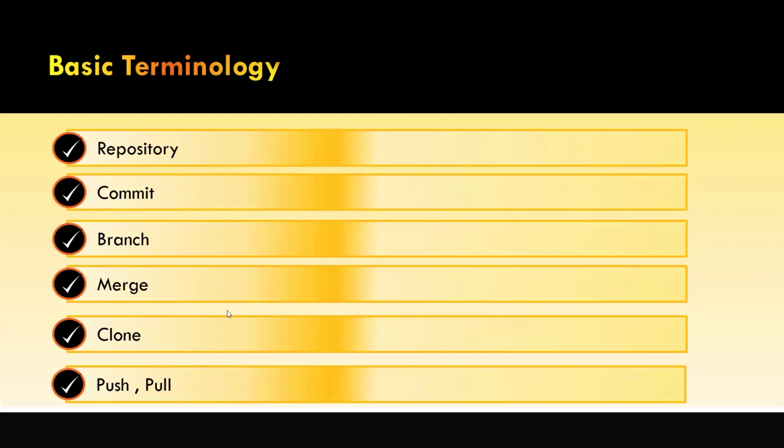Clone. What is a clone? Clone is taking a copy of your remote repository into a local system. And push and pull. Let's say you copied your remote repository to a local system and then make some changes to that code. Then you want to push those changes to your remote. In that situation the push command is used, and pull is the opposite.